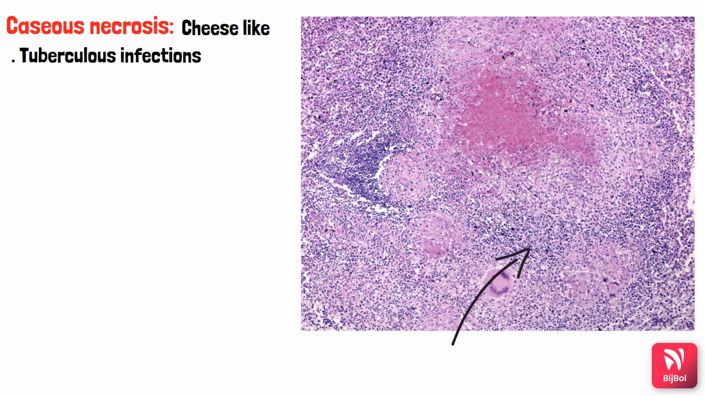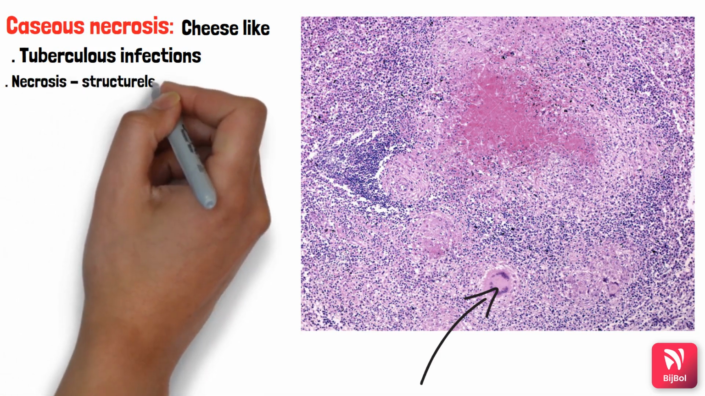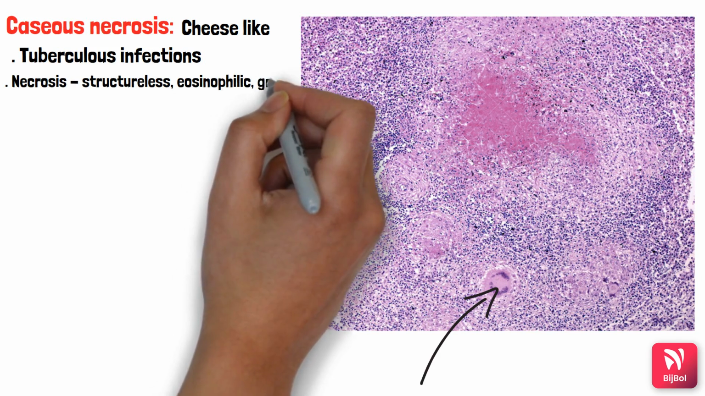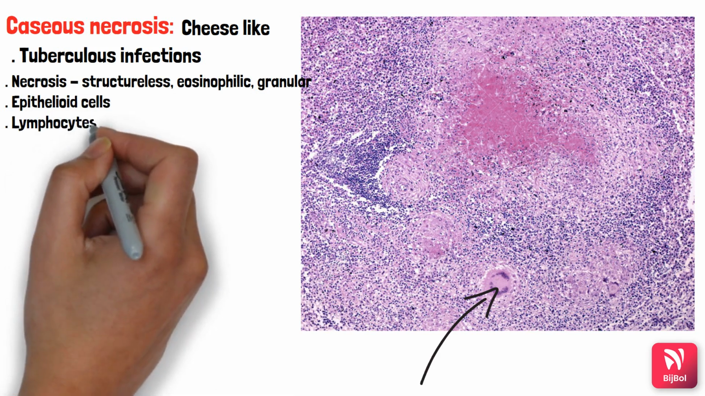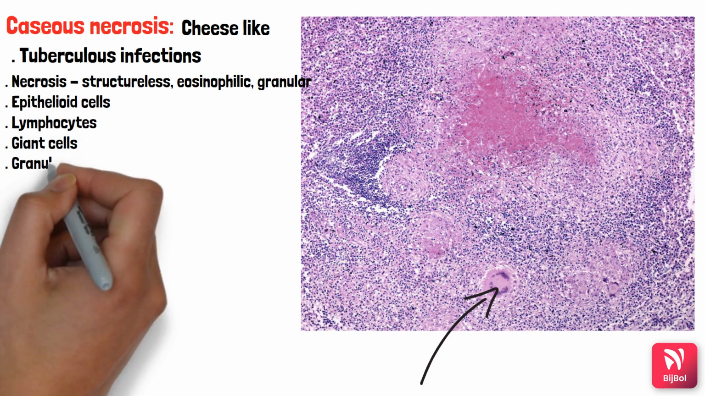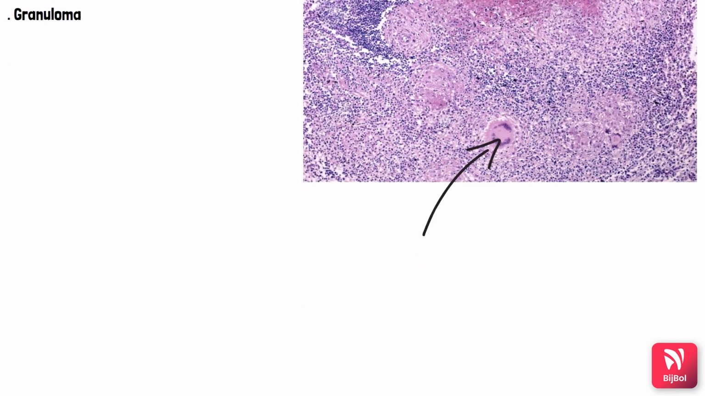And you can see those blue dots, right? Those are nothing but a population of lymphocytes. Surrounding this we see different types of giant cells, either Langhans giant cells or foreign body giant cells. All this together is called a granuloma. So what all will we see in caseous necrosis? Necrosis in the center, in the form of structureless eosinophilic and granular material, surrounded by epithelioid cells, which are modified macrophages, and then a population of lymphocytes. And then we will see both Langhans and foreign body giant cells, which altogether is called a granuloma. So this is about caseous necrosis.